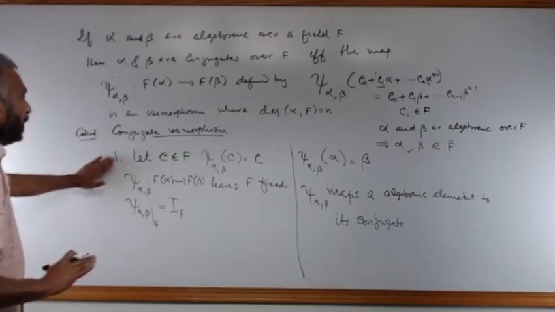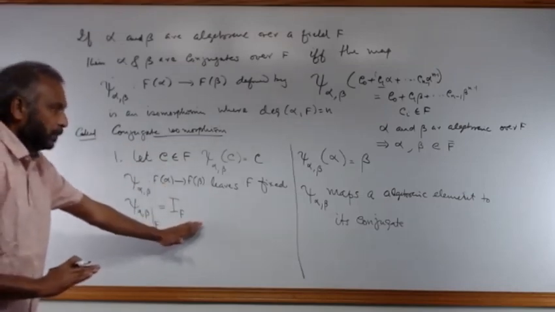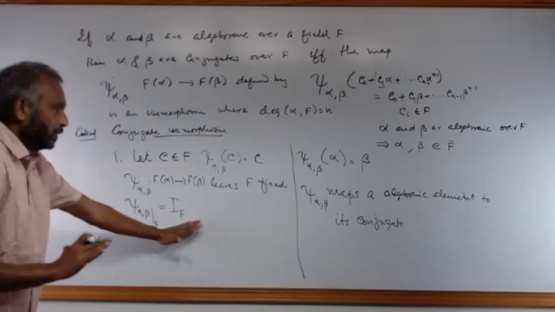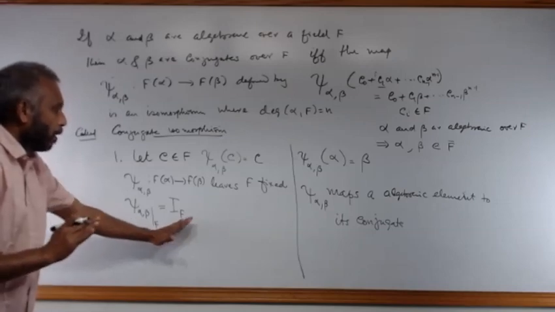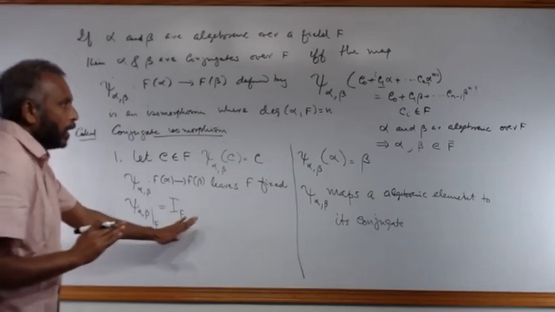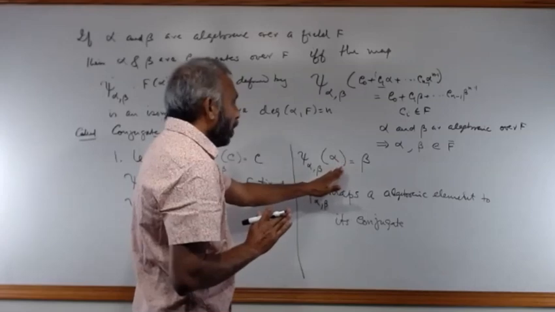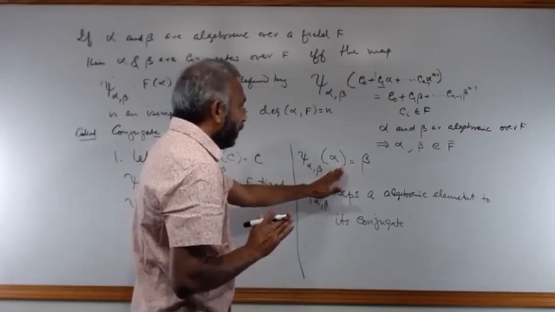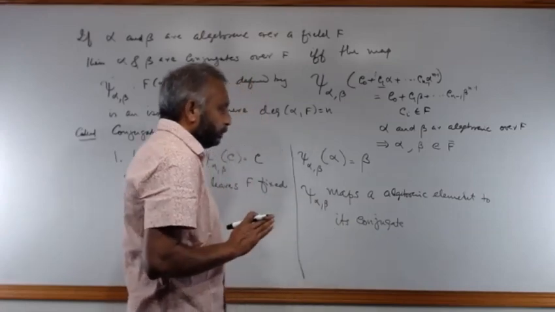One is it leaves the base field fixed. There is no alteration there. You are mapping to itself. This is an identity map over F. And any element algebraic over F is mapped to its conjugate.